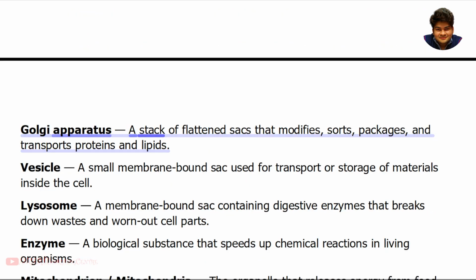Golgi apparatus, a stack of flattened sacs that modifies, sorts, packages, and transports proteins and lipids. Vesicle, a small membrane-bound sac used for transport or storage of materials inside the cell. Lysosome, a membrane-bound sac containing digestive enzymes that breaks down wastes and worn-out cell parts. Enzyme, a biological substance that speeds up chemical reactions in living organisms.